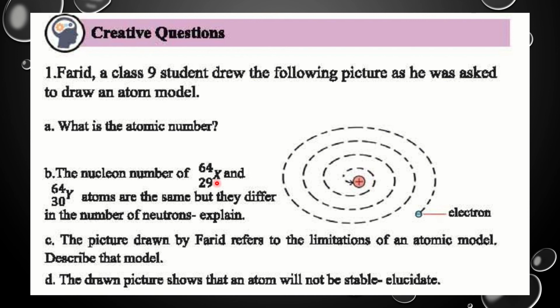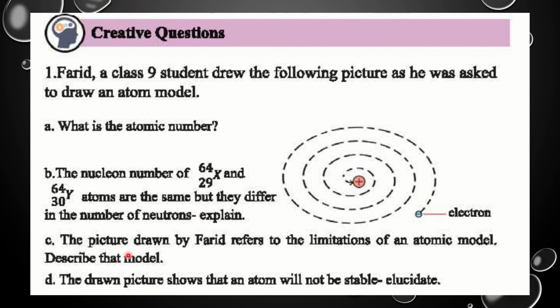Here X has 29 protons and Y has 30 protons. So X has how many neutrons? X has 64 minus 29, that is 35 neutrons, and Y has 34 neutrons. So both are isobars because their mass number is the same, but their atomic number, or their proton and neutron numbers, are different. So they are called isobars.